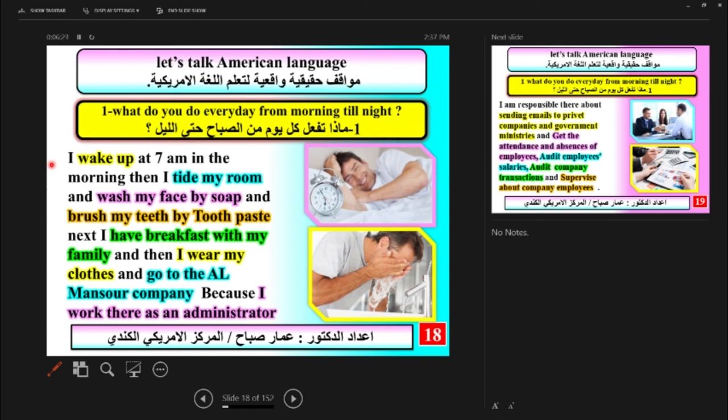Yes, let's read it together. I wake up at 7 a.m. in the morning. Then I tidy my room and wash my face with soap and brush my teeth with toothpaste. Next, I have breakfast with my family. And then I wear my clothes and go to the Al Mansour company, because I work there as an administrator.